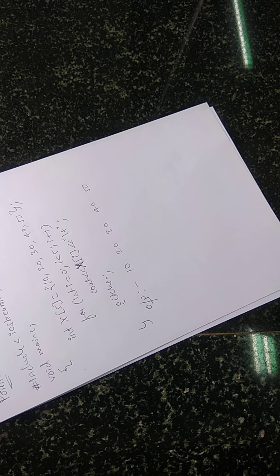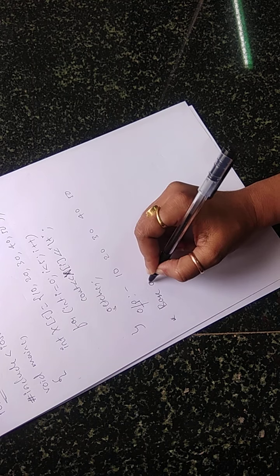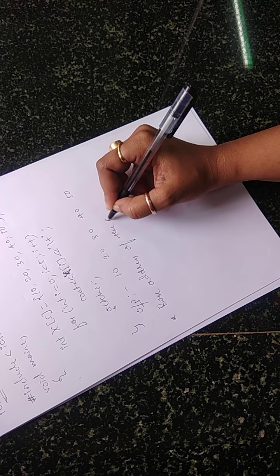So when we declare an array, its name is treated as a constant pointer to the first element of the array. When you declare your array, its name is treated as the pointer constant to the first element of the array. This is also called the base address of the array.